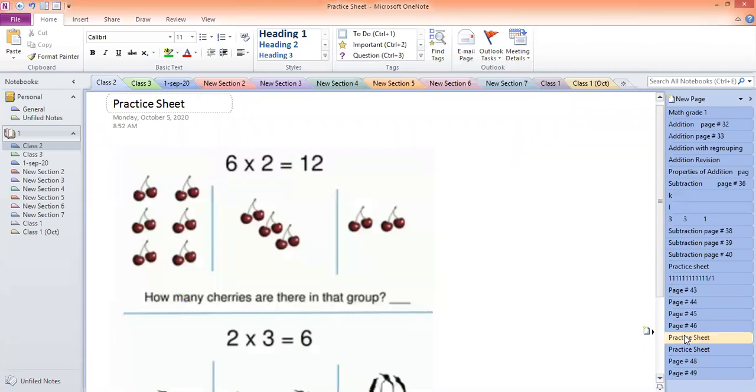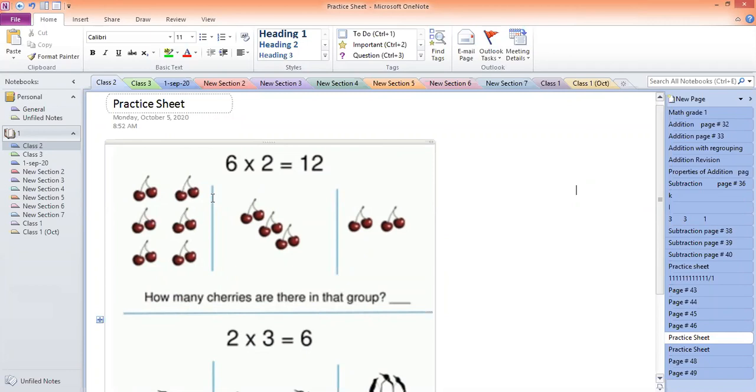I'm not opening your mic so that you can listen to me carefully. The concept is very simple, but you have to listen to me carefully. This is the practice sheet. I'm explaining to you. If I ask you how many cherries are there, you have to count 1, 2, 3, 4, 5, 6, 7, 8, 9, 10, 11 and 12.